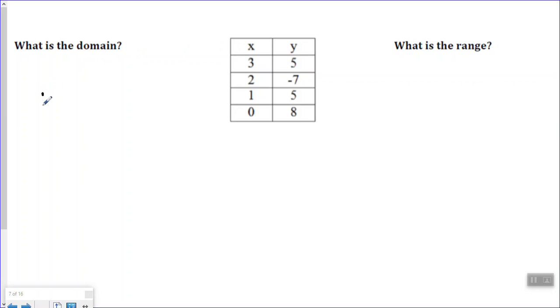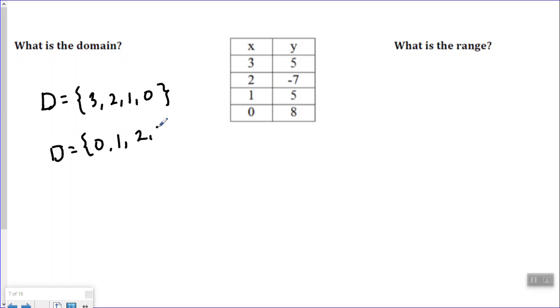Okay, so what is the domain? Domain is all the x values. So 3, 2, 1, 0. Or if you want to write it from the smallest number to the largest number, your domain will be 0, 1, 2, 3. And what is the range? Your range, I will write from the smallest numbers, -7, 5, and 8.